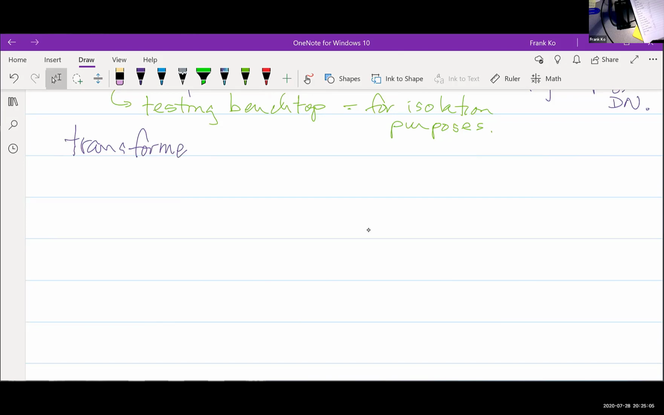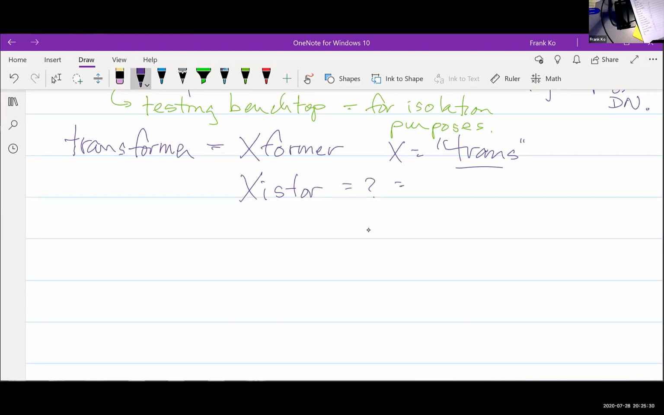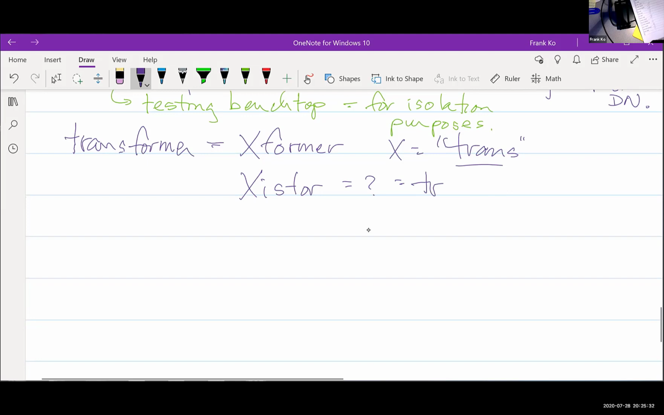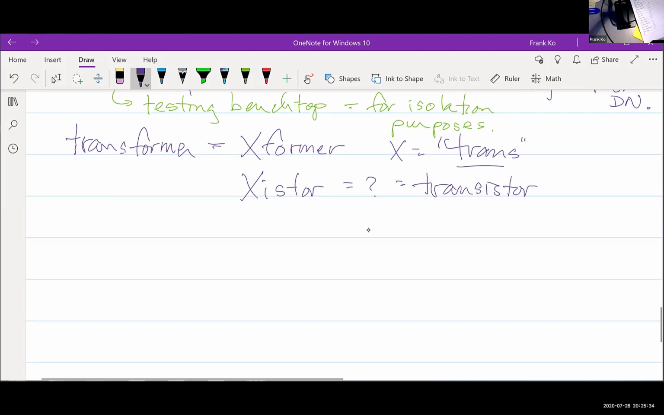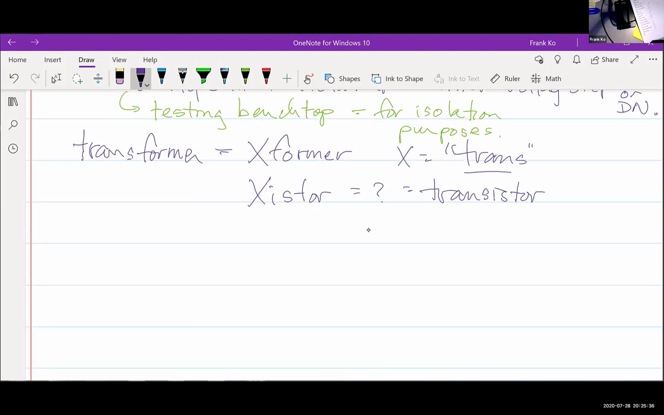Transformer is also known as X-former, where the X is equal to trans. We also use this if X-former is an abbreviation for a transformer, then what is an Xistor? That would be an abbreviation for a transistor. Very common to use the X for trans.